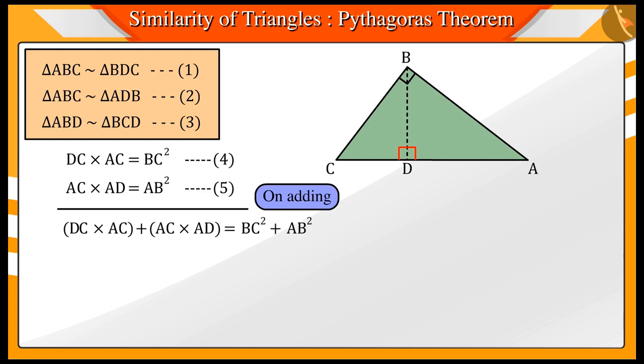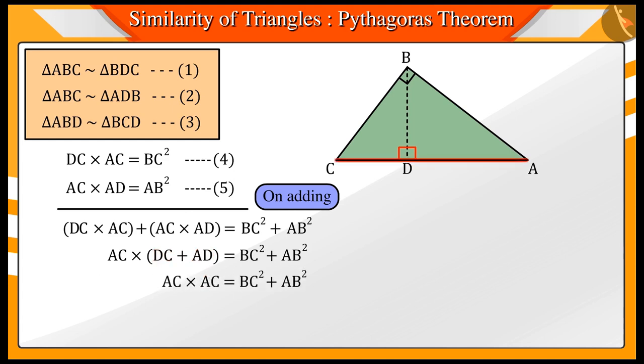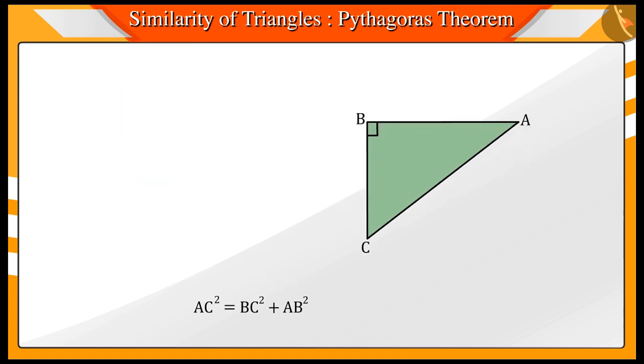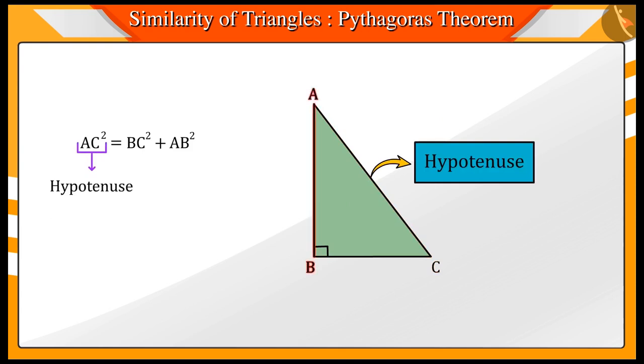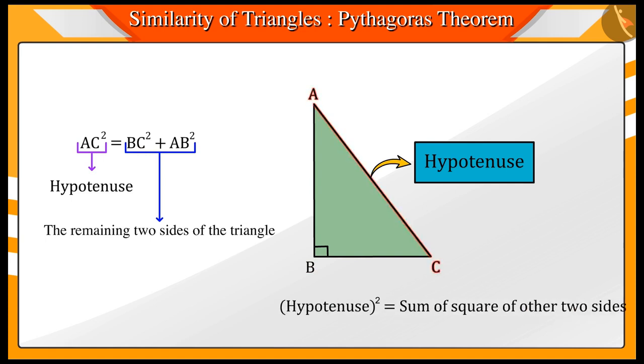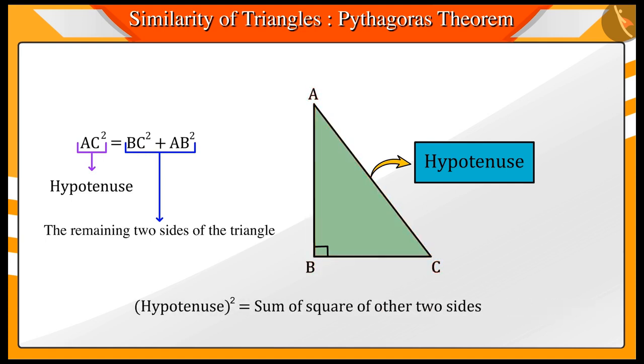You can see that we get a common factor AC here, which we can write like this. Now, if we add sides DC and AD, we get side AC. On further solving, we get AC square equal to BC square plus AB square, where AC is hypotenuse of triangle ABC, and also AB and BC are the remaining two sides of the triangle. Thus, we can say that in a right-angled triangle, the square of the hypotenuse is equal to the sum of the squares of the remaining two sides, which proves the Pythagoras theorem.